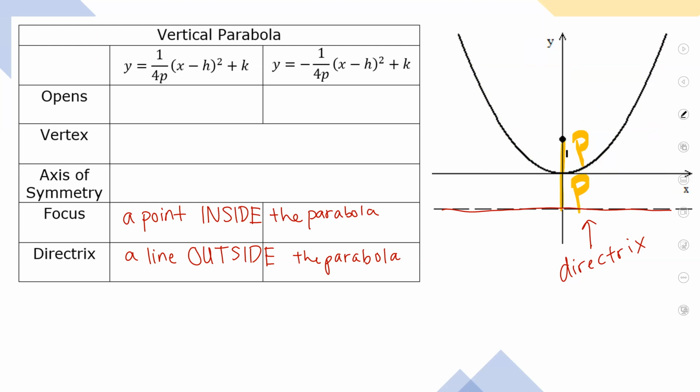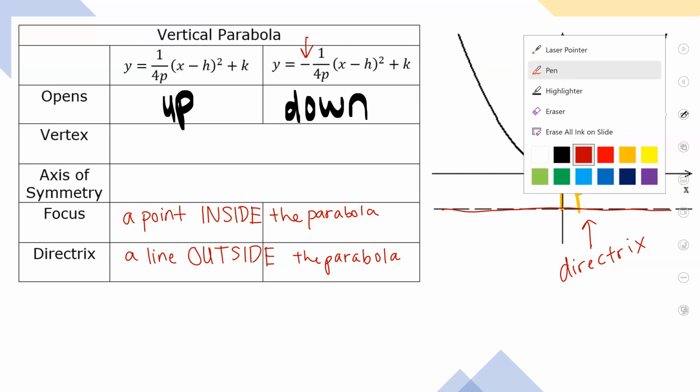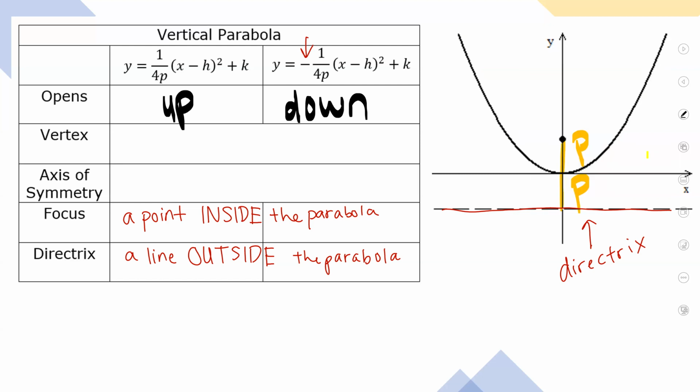All right, so this equation right here, it'll open up. This one will open down. Do you guys know why? Yep, there's a negative in front. That's why this one, if your equation looks like this, it'll be facing down because there's a negative in front. Your vertex is going to be the same for both. Your vertex is always this number and this number. It's always the h value and the k value. That is what makes up your vertex. So your vertex is always h, k.